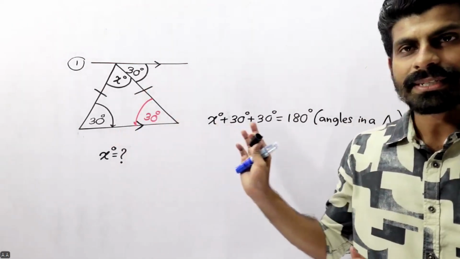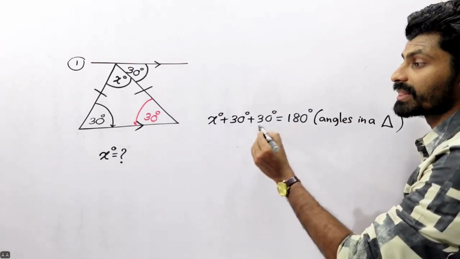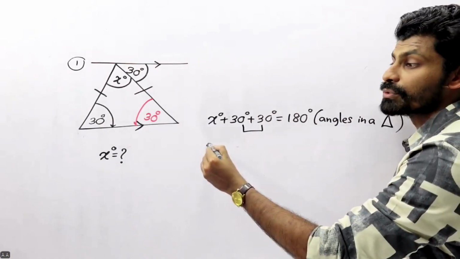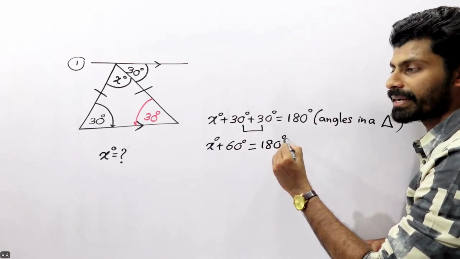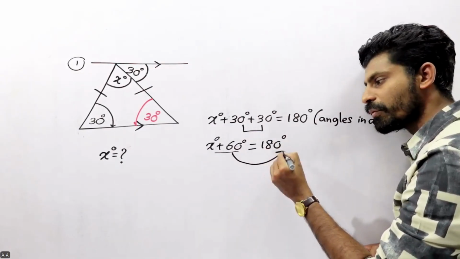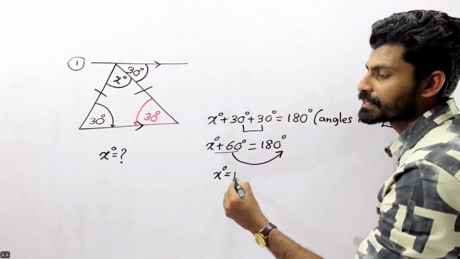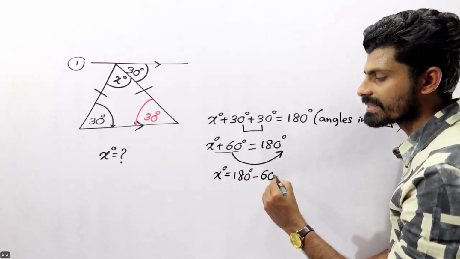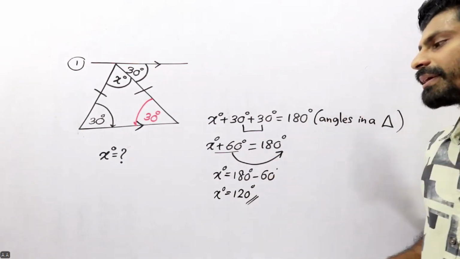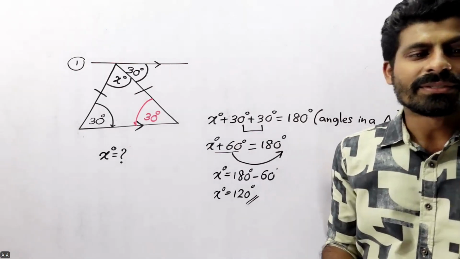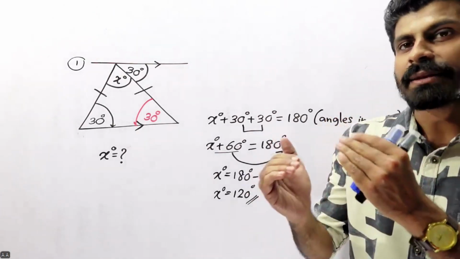X plus 30 plus 30 equals 180. 30 plus 30 equals 60. X plus 60 equals 180. Plus 60 moving to the other side, converting to minus 60. So 180 minus 60 equals 120, right? So those kinds of questions can be possible.